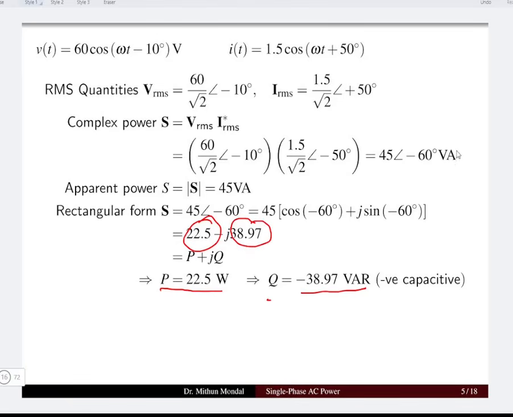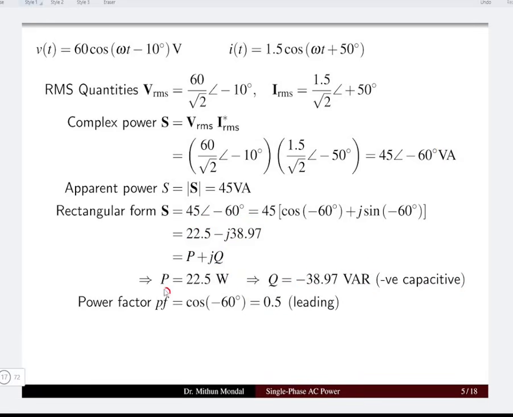So note the unit. The unit of complex power is volt ampere, the unit of real power is watt, and the unit of the reactive power is volt ampere reactive. Now the negative sign of the reactive power indicates that the load is capacitive in nature. When the reactive power is negative, we understand that the load is capacitive because the current is leading the voltage by a certain angle, which is the impedance angle.